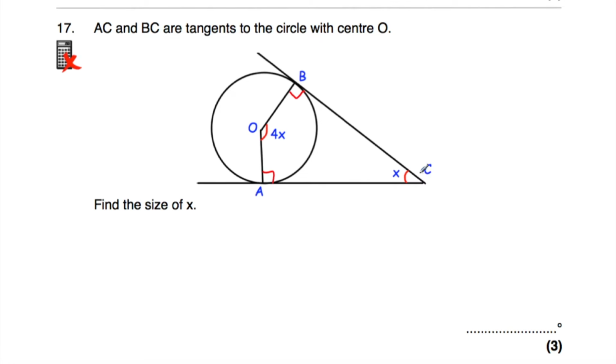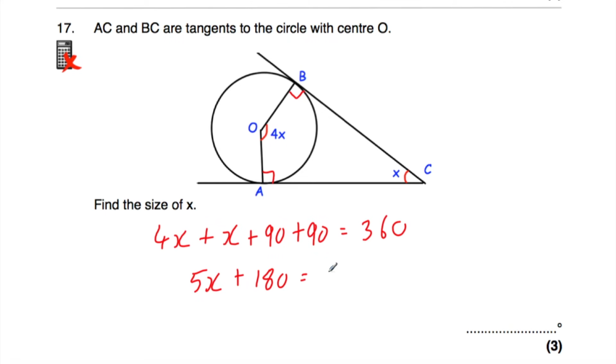And here we've got a quadrilateral, OACB, that's a four-sided shape, and the angles in a four-sided shape will add together to be 360 degrees. So that means that 4x, this angle, plus this angle, so plus x, plus 90 degrees plus 90 degrees, adding up those four angles, will be equal to 360 degrees. And that's an equation, we just need to solve it. 4x plus x is 5x, and then 90 plus 90 is 180, and that's equal to 360. So let's take away 180 and take away 180.